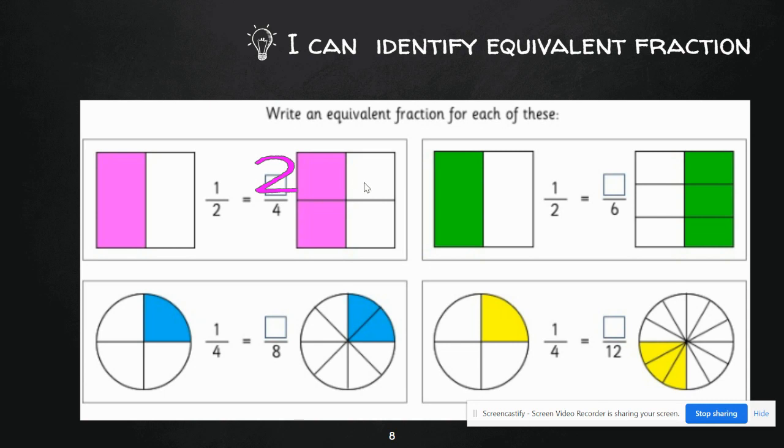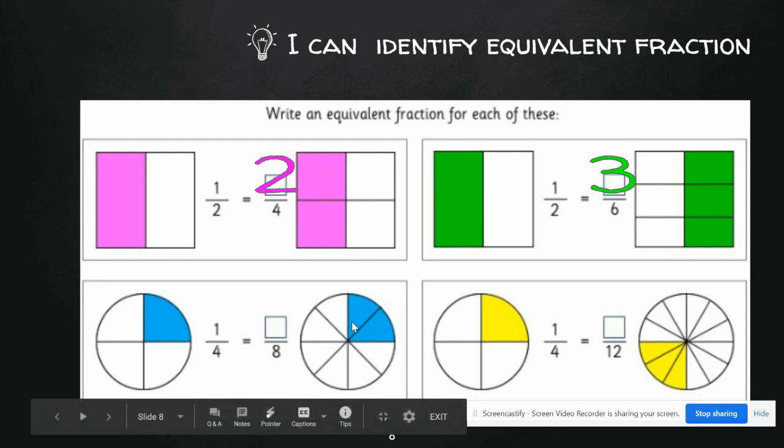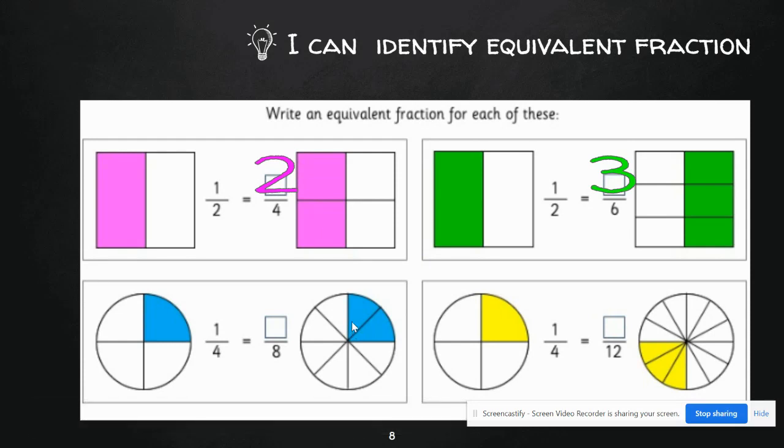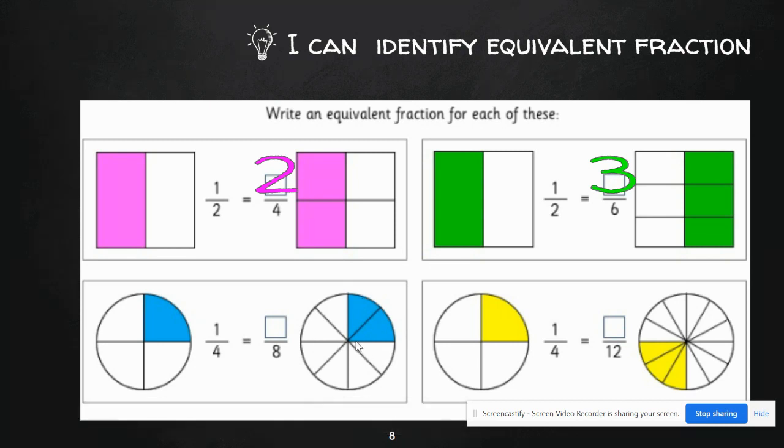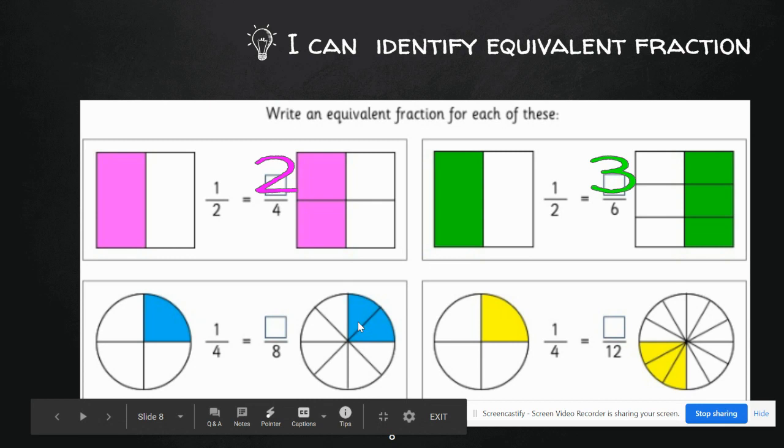Very good. Now, in this case, we have one half, but the other fraction is not divided into fourths, but into sixths. So how many sixths do I need to make one half? 3/6. That's it. What about here? We have 1/4, right? And the next shape is divided into eighths. And we can say that 1/4 is equivalent to 2/8.